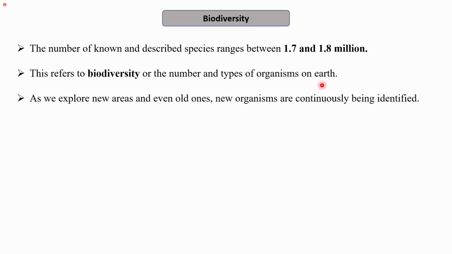And as we explore new areas, and even if we explore the older ones, new organisms are continuously being identified and added to this list. So we know that till now approximately 1.7 to 1.8 million organisms have been identified, but there are many more yet to be discovered, which are continuously being identified as we explore new areas or the older ones also.